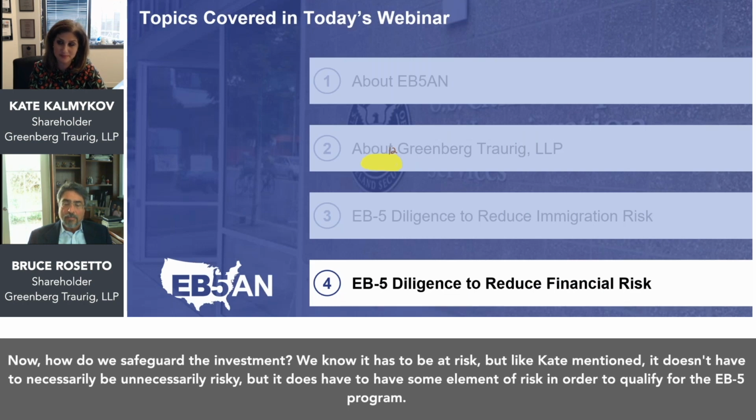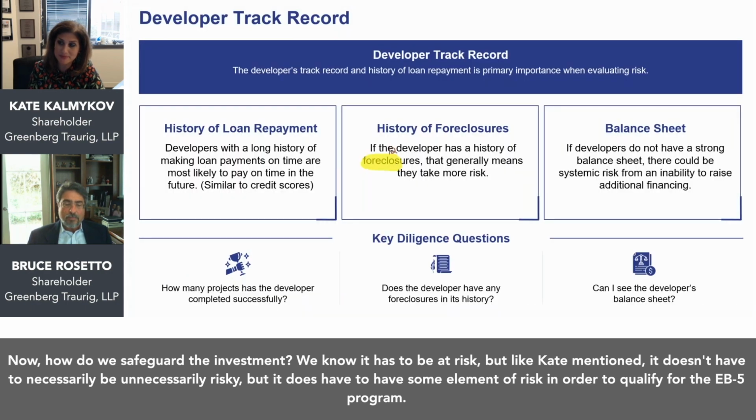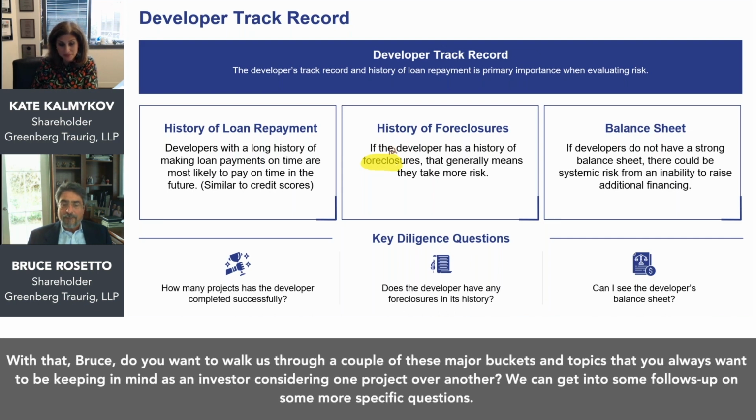Now, how do we safeguard the investment? We know it has to be at risk, but like Kate mentioned, it doesn't have to necessarily be unnecessarily risky, but it does have to have some element of risk in order to qualify for the EB-5 program. So with that, Bruce, do you want to walk us through a couple of these major buckets and topics that you always want to be keeping in mind as an investor is considering one project over another, and then we can get into some follow-ups on some more specific questions.